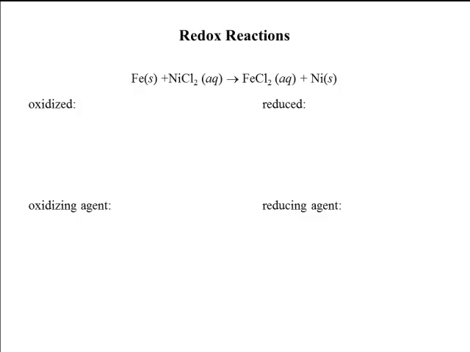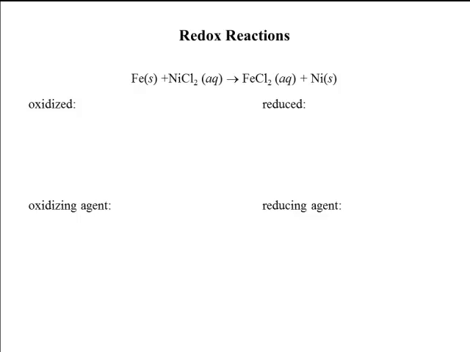So if I take iron solid and react it with nickel 2 chloride, I get iron 2 chloride and nickel solid. All right, I want to balance this redox reaction. Now, in looking at this, you're probably going, well, I don't have to do all that extra work. It's already balanced. You're right.